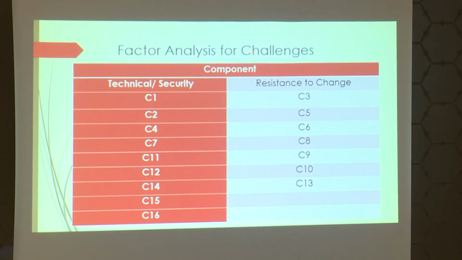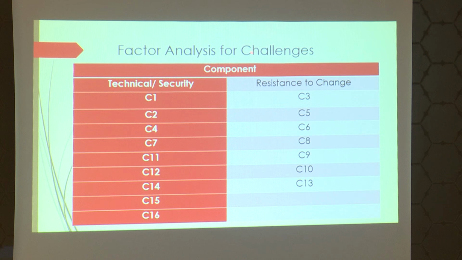So a list of 20, these are all ranked from our survey, but as I said, they are all extracted from the literature. Anyway, because we're dealing with 16 items or factors in one list and 20 factors on the other list, we tried a data reduction technique. One of the most famous ones is factor analysis. We did the factor analysis with varimax rotation, and interestingly, we found that the challenges can be summarized into two components: technical and security, and resistance to change.